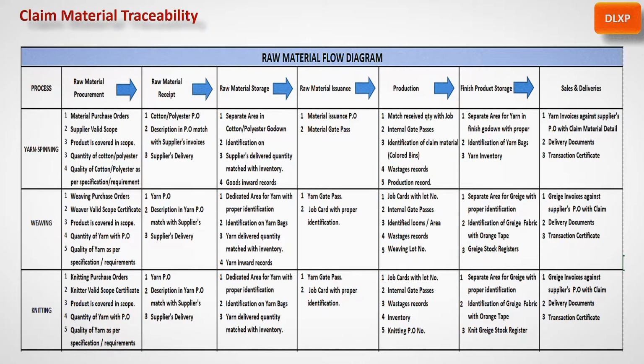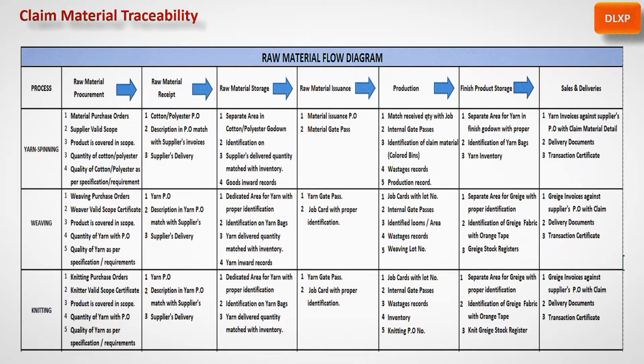The second column shows the receipt of the raw material. First, when you receive the raw material, definitely you need the cotton polyester PO, with the description of the PO matched with the supplier invoices and a supplier delivery challan. A description means anything which I mentioned in the description of the content, 100% or 45% cotton and 55% polyester. So this description should be mentioned on the supplier invoices as well as the supplier delivery challans. That is very important.